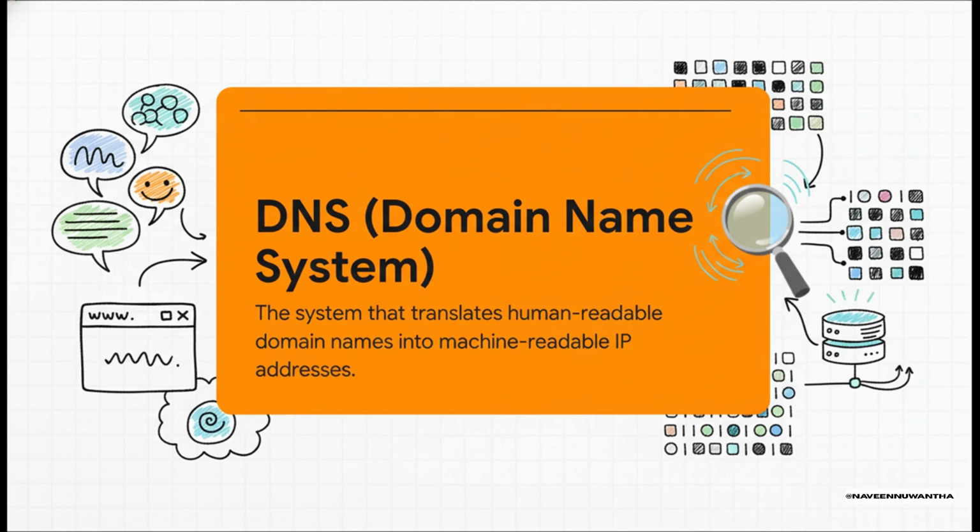And its job is to do one supercritical translation. See, we humans remember names, like www.example.com. But computers only get numbers, these long strings called IP addresses. The DNS is the essential translator that connects our world of words to their world of numbers.